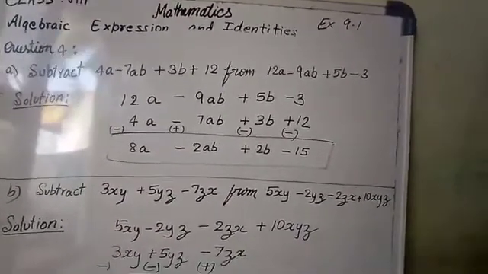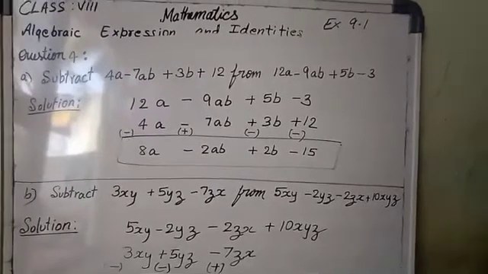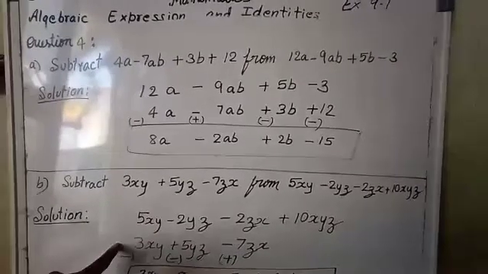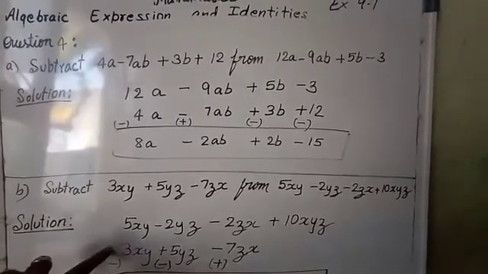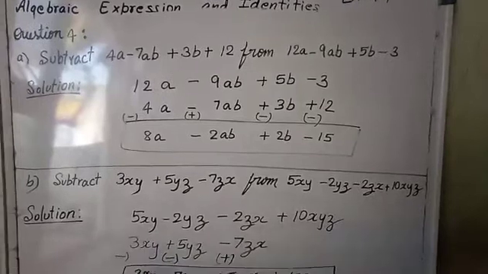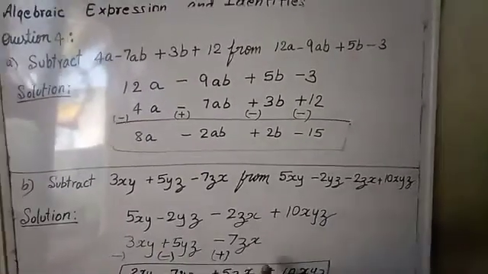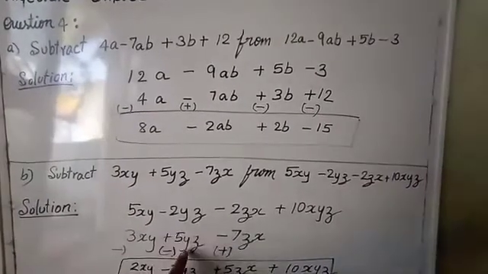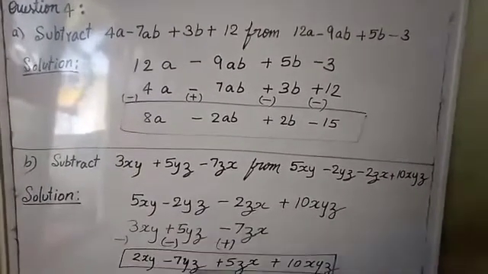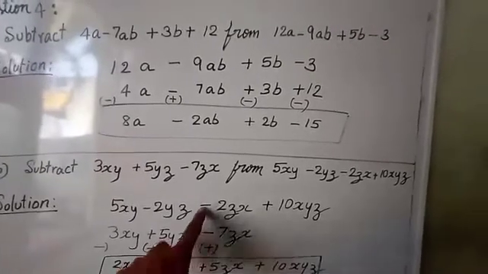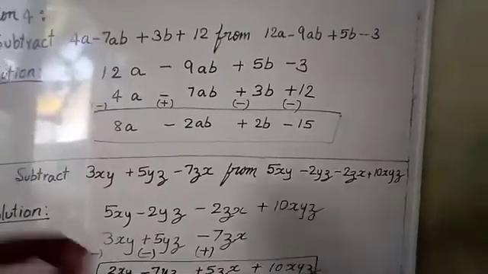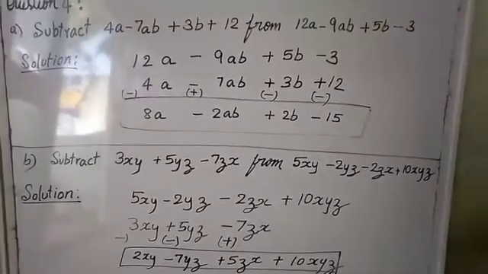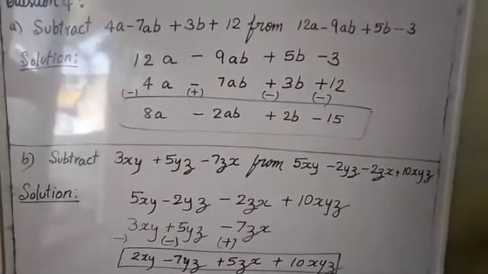As I told you, now you have to change the sign. Plus became minus, plus became minus, minus became plus. If there is no sign, it indicates plus. So 5 minus 3, 2. After changing the sign, you have to concentrate on the changed sign. Minus minus, we have to add when we have the same sign, 7yz. Then minus plus, we have to subtract. So the greater value sign we have to put, plus 5yz plus 10xyz.